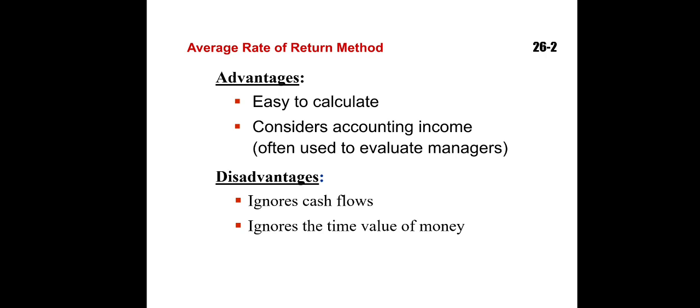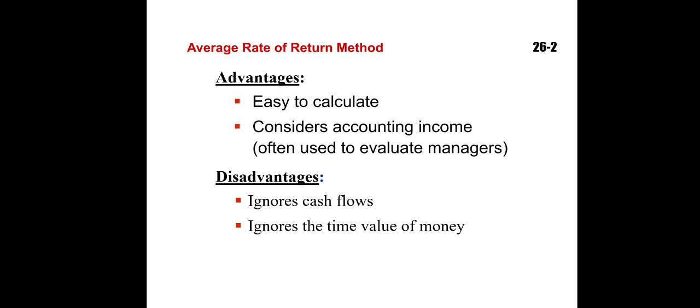Number two, the advantage is it considers accounting income. This method uses net income or net profit data in the calculation. The higher the net income from the investment or fixed asset, the higher the average rate of return. That is good because most of the time, income or profit is used to evaluate a department or a manager. But this method has at least two disadvantages.